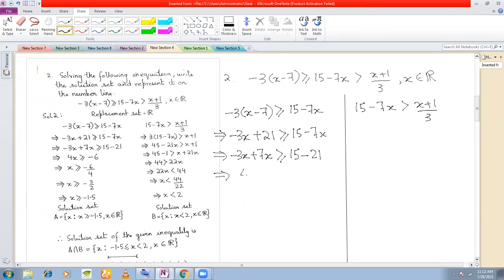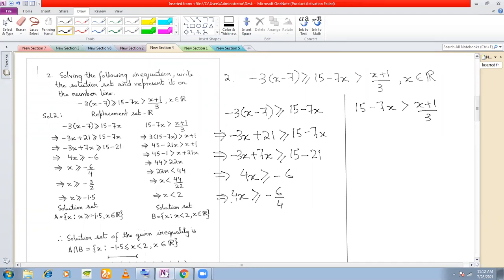So 7x minus 3x will be 4x, greater than or equal to 15 minus 21, which will be minus 6. So this will be x. Now see, 4x is there. In order to make the coefficient of x 1, we must divide both sides by plus 4. That is, we are dividing by a positive number. That means the inequality sign will remain the same.